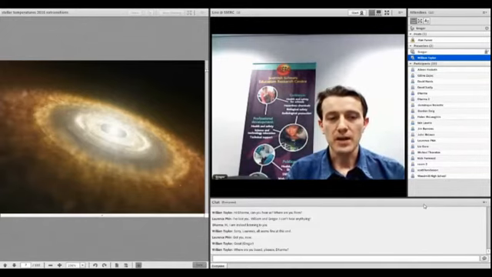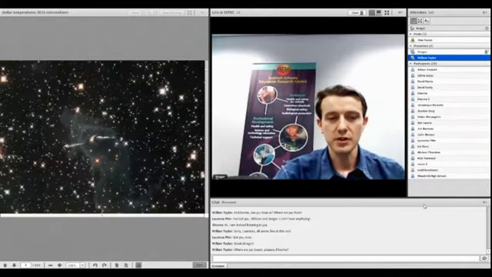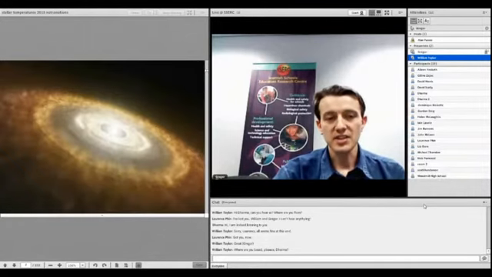This is actually after the star has formed, so it's probably a little bit later than the process you see here. It says probably a few million years later. The star itself has formed, and the disk material is there.